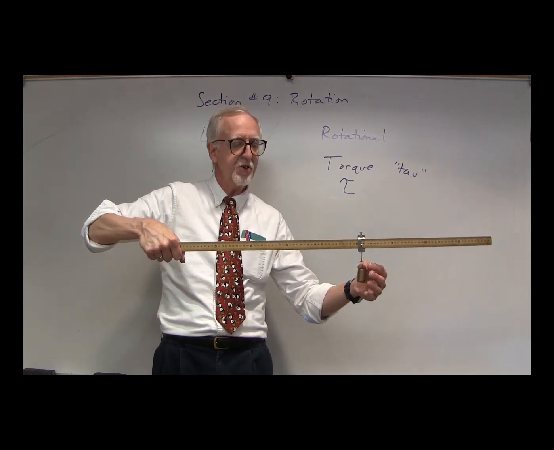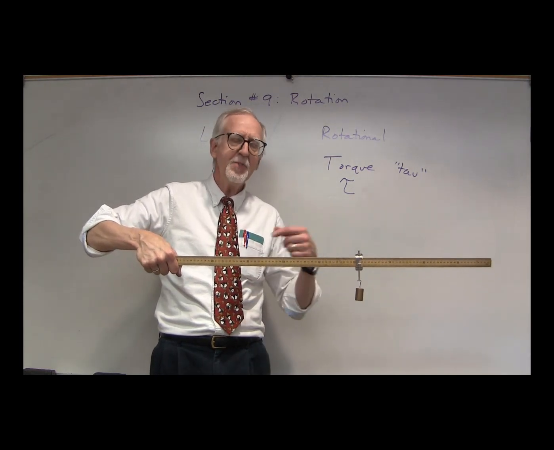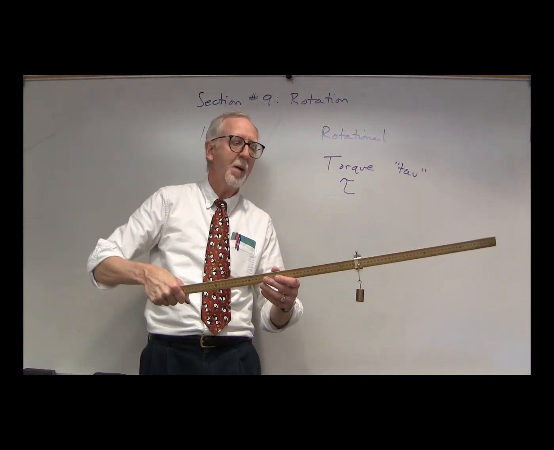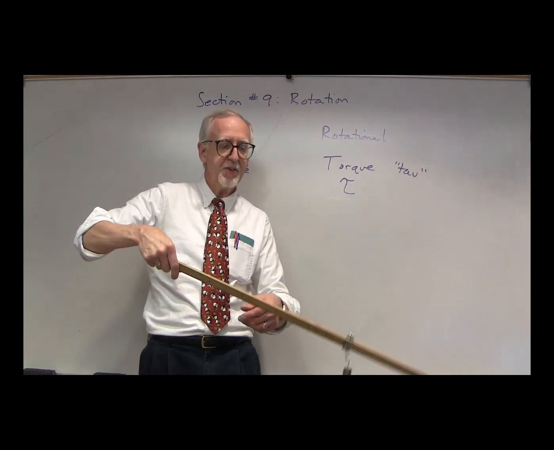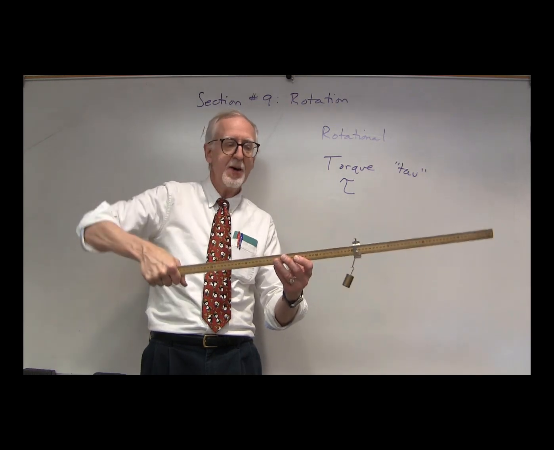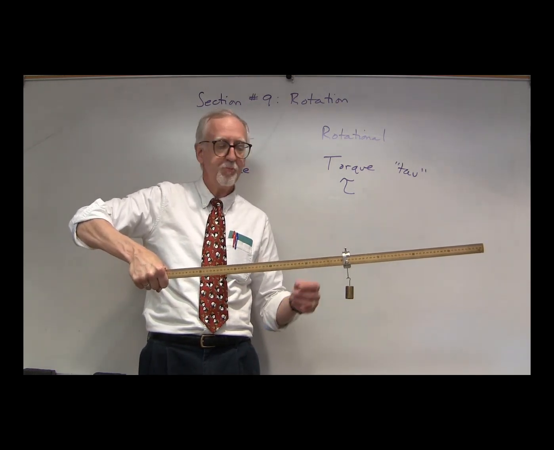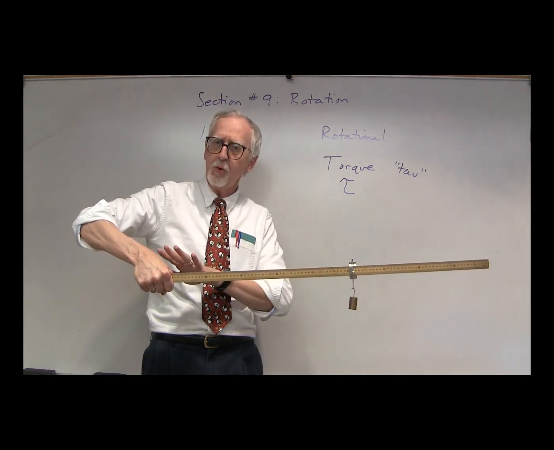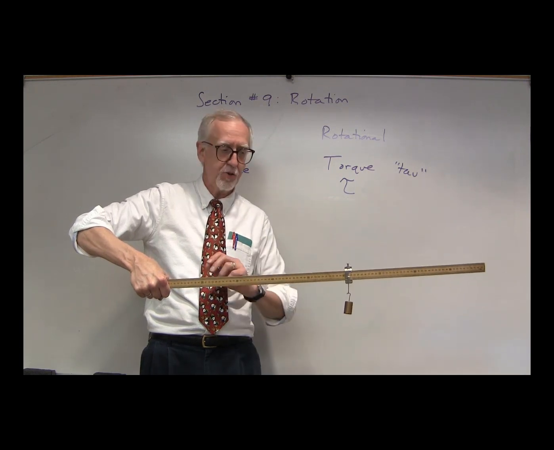That mass is going to tend to rotate the stick, and then I have to do something with my hand to keep the stick from rotating. I have to apply a torque in the opposite direction. Without my hand, the stick would rotate this way, but with my hand, I am applying an opposite torque to keep the stick from rotating. So I apply a force, and I have to apply a torque on the object to balance that torque.